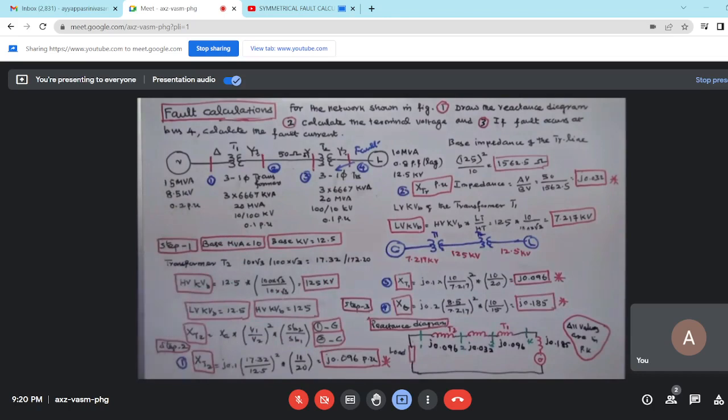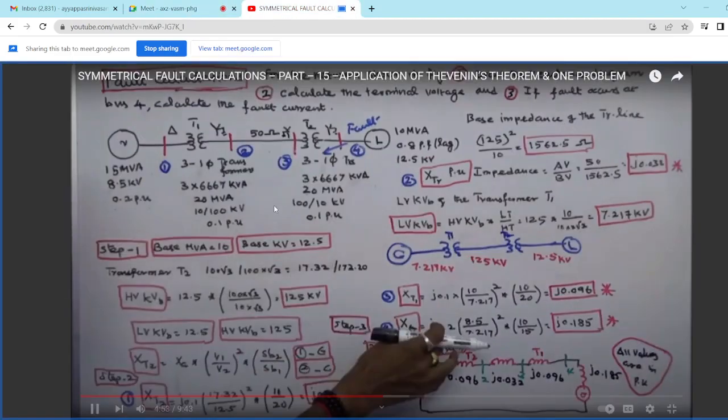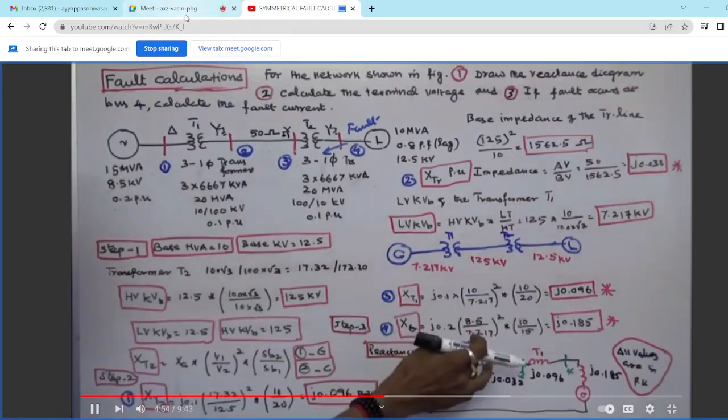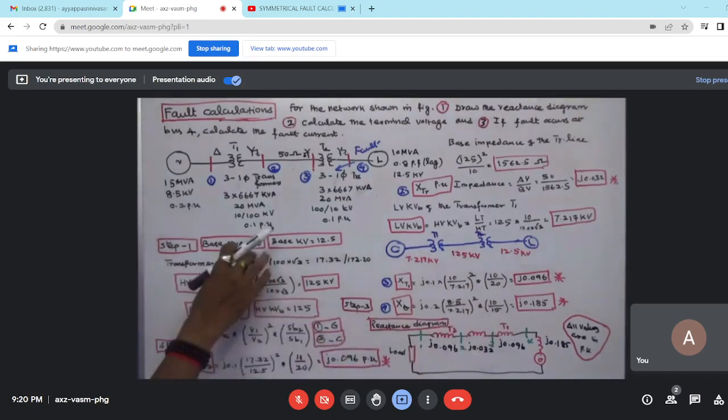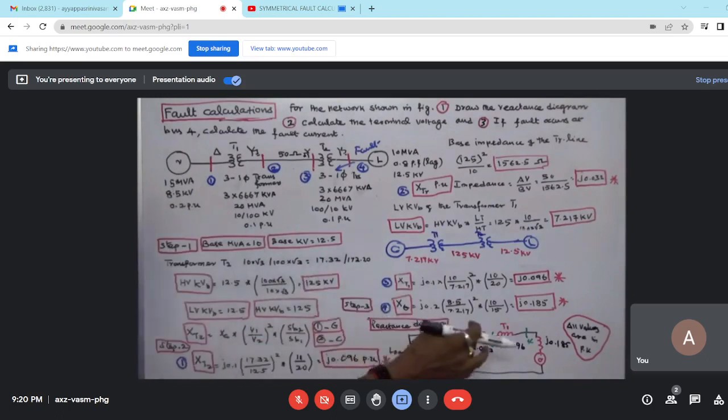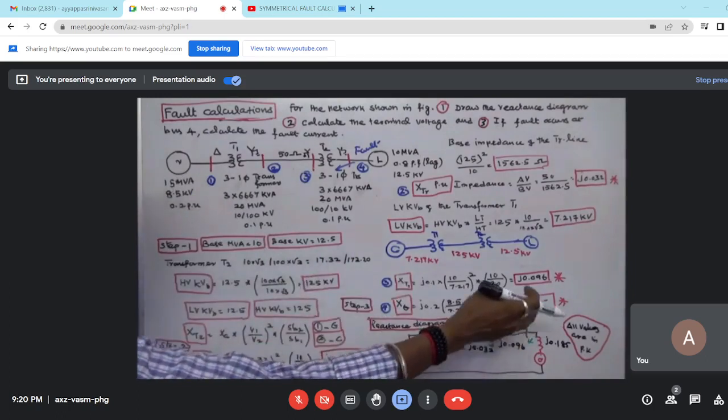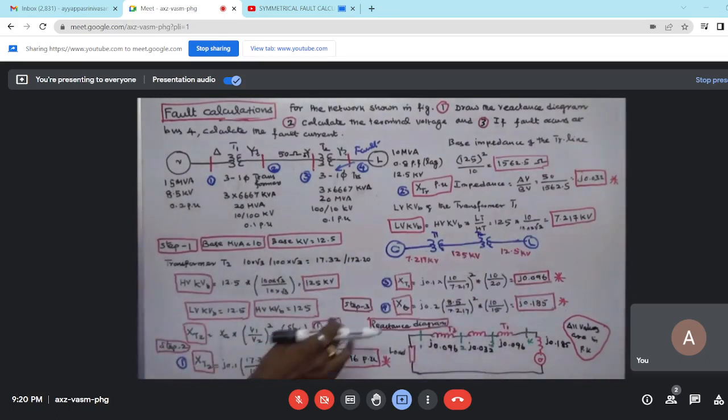The last is a generator. Given value is j0.2 × (V1/V2)² × (SB2/SB1), that is (8.5/7.217)² × (10/15), which is equal to j0.185. Now I can easily draw the reactance diagram, that is step 3.